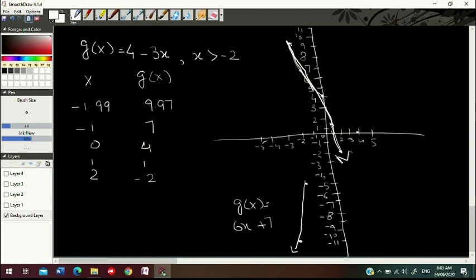This straight line is for the equation 4 minus 3x, that is, when g of x is equal to 4 minus 3x, and this is the graph when g of x is equal to 6x plus 7. These are two lines which are not connected with each other. That's why these are the pieces of a graph, and that's why this function is also known as the piecewise function.